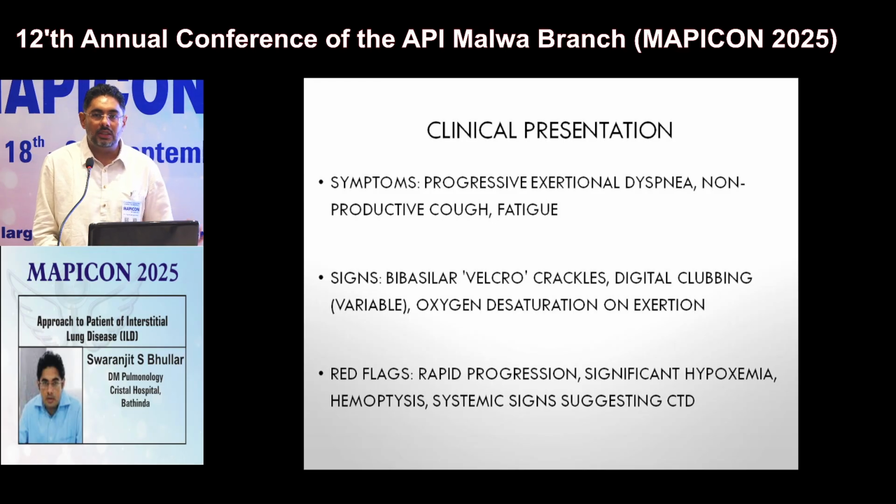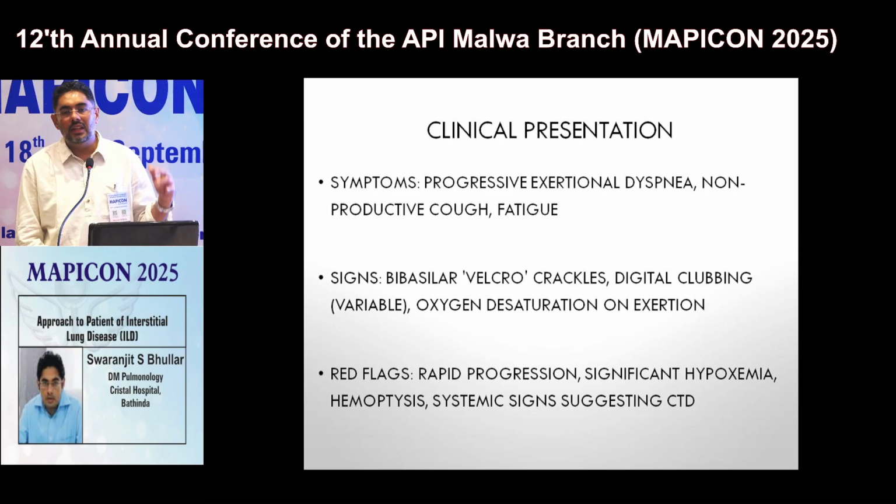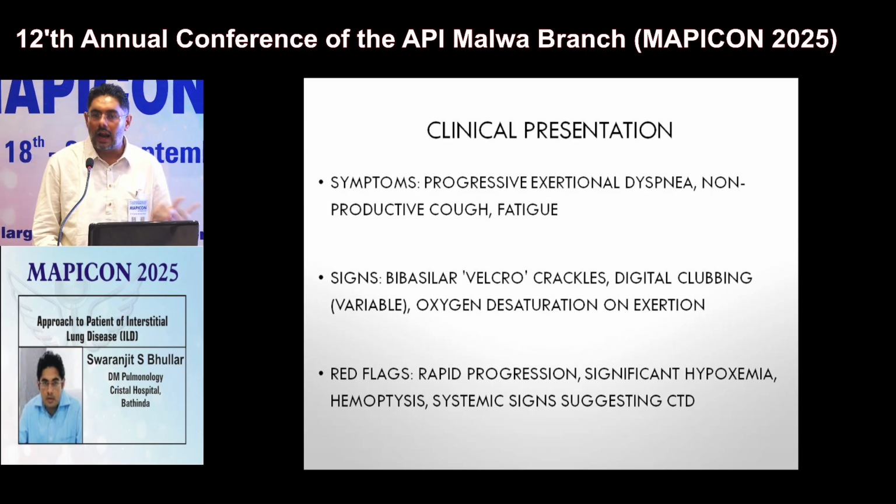Then any hemoptysis in ILD. Hemoptysis is not a symptom of ILD, but if there is hemoptysis, there may be some complication or some vasculitis that has already developed. Then any systemic signs suggesting CTD. Systemic signs mean the disease may not be only involving the lungs, it may be involving other organ systems like kidneys, liver, brain, cardiac, like in sarcoidosis or CTDs. So any systemic manifestations are red flags.